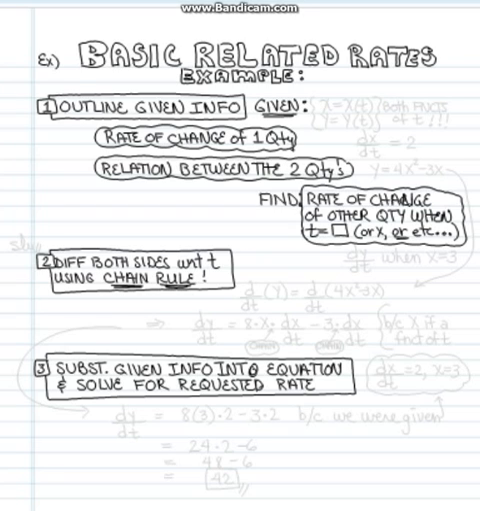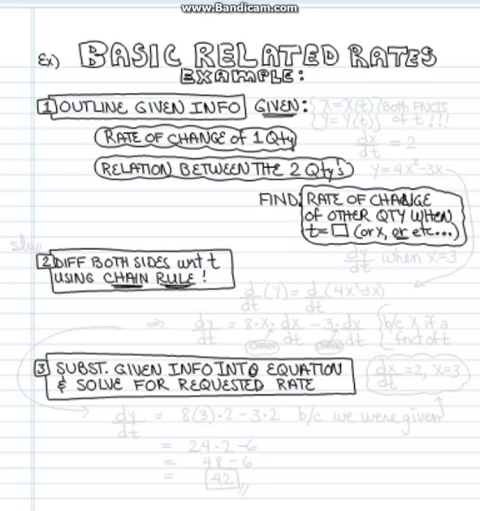Remember, we're finding the rate of the other quantity when t equals a particular number. Substitute that number, substitute any other given information into the result of step two, and you'll be able to solve for the rate of change for the other quantity. Okay, now let's proceed and we'll see a particular example written into this outline.